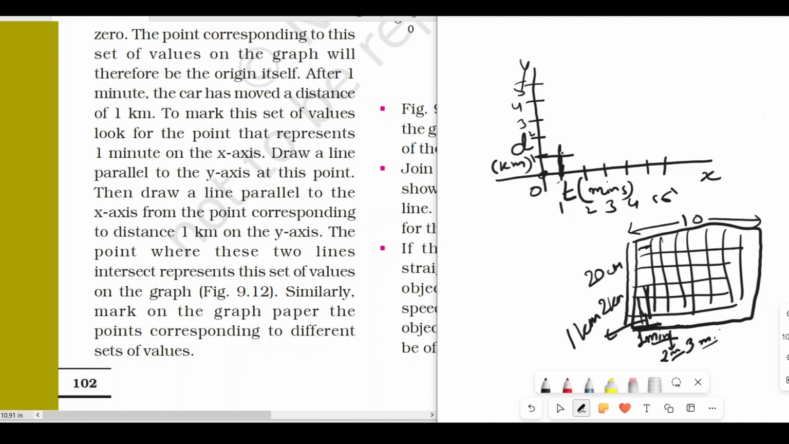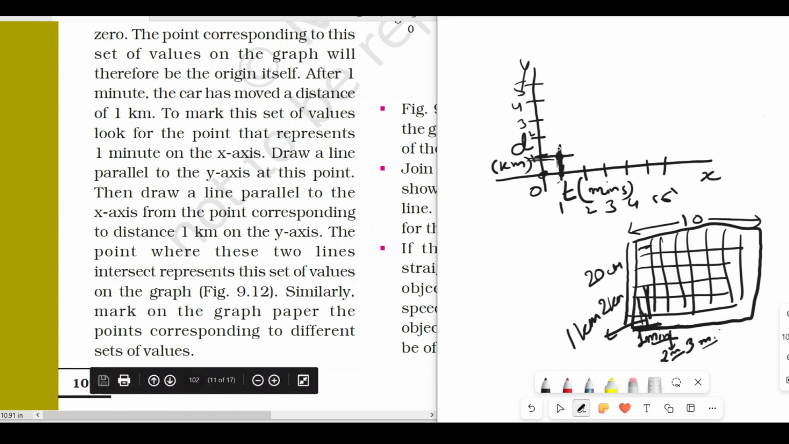ओके, सो व्हाट इज दिस देन? दिस इज द पॉइंट कि हमें बताती है जहां पे ये दोनों लाइंस मिलती हैं कि 1 मिनट में उसने कितना डिस्टेंस ट्रेवल किया? 1 किलोमीटर। 1 किलोमीटर ट्रेवल करने में कितना टाइम लगा? 1 मिनट। ठीक है, सो दिस पॉइंट ऑफ इंटरसेक्शन जहां पे ये दो लाइंस मिलती हैं, ये हमें अपना रिजल्ट देता है. The point where these two lines intersect represent this set of values on the graph. तो 1 मिनट में 1 किलोमीटर कहाँ पे हमें दिखेगा? यहाँ पे.